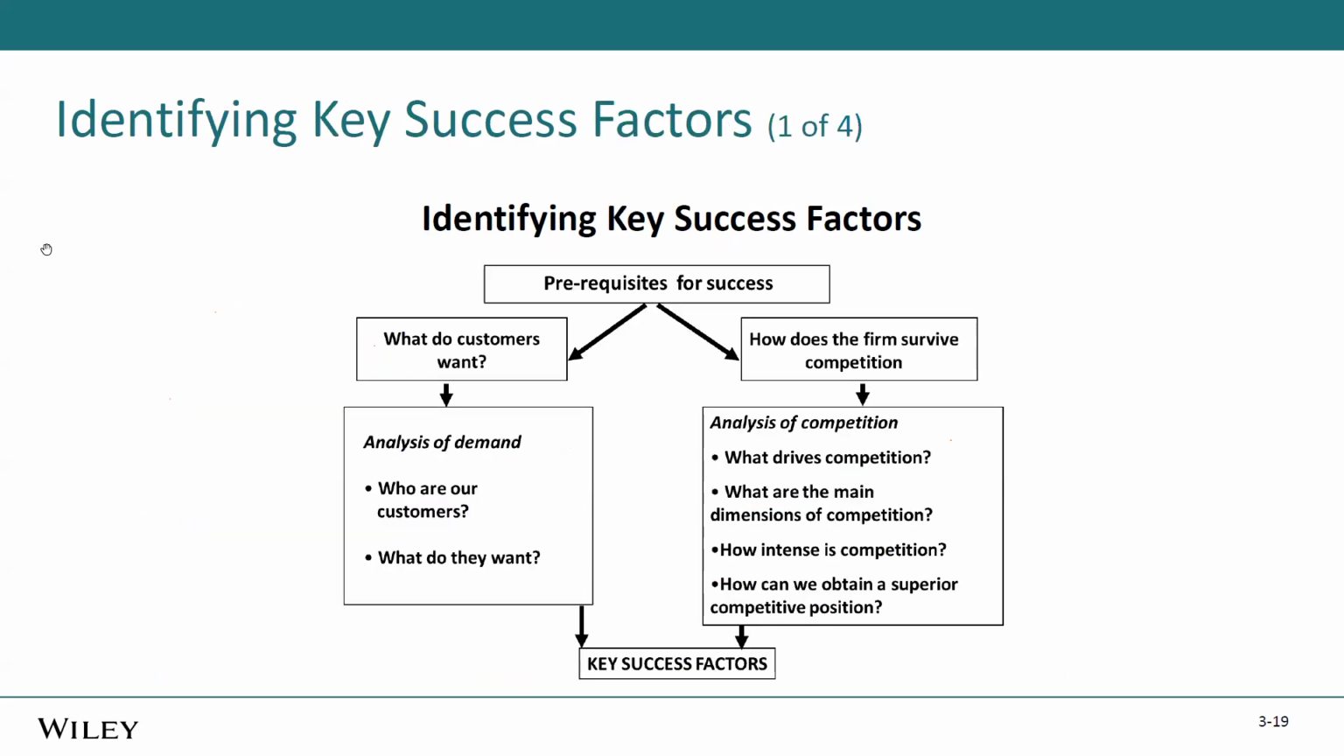One of the key outputs of our industry analysis, what we move on to next, is identifying key success factors, or KSFs. Again, this is done at the industry level. You're asking, what do we need to compete successfully in the industry as we've analyzed it? And again, that has 2 components, what you might call a supply side and a demand side.